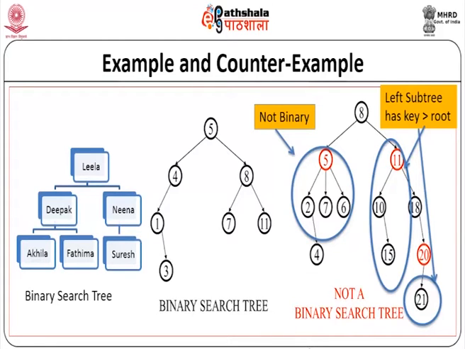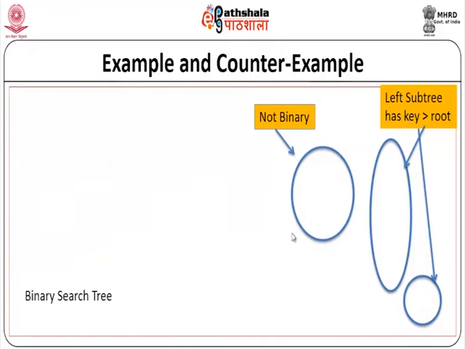Now, look at an example which is not a binary search tree. There are different reasons why it is not so. If you look at this part of it, it is not a binary search tree because it is not binary, okay, that is obvious. Then in the left subtree, the key is greater than the root, so in both cases the left subtree key is greater than the root, and it does not follow the binary search property. So, this is not an example of a binary search tree.